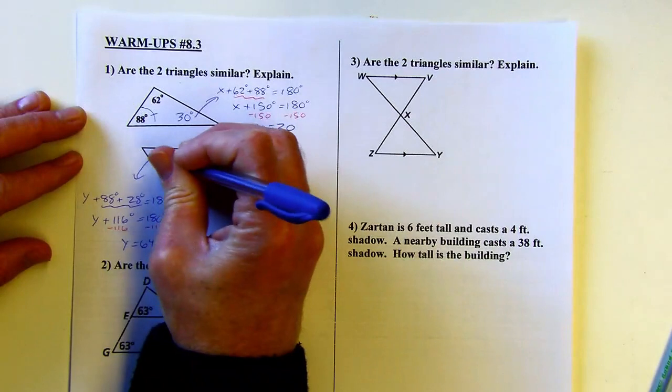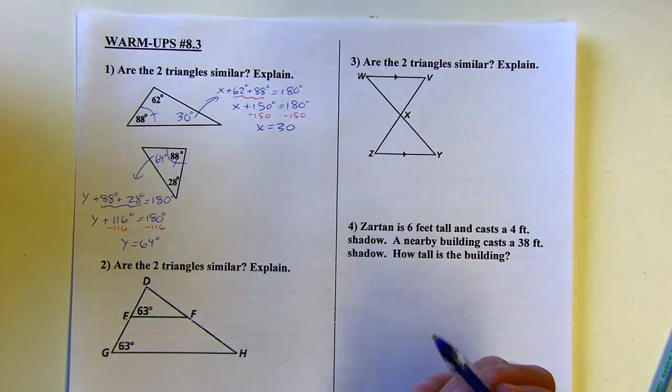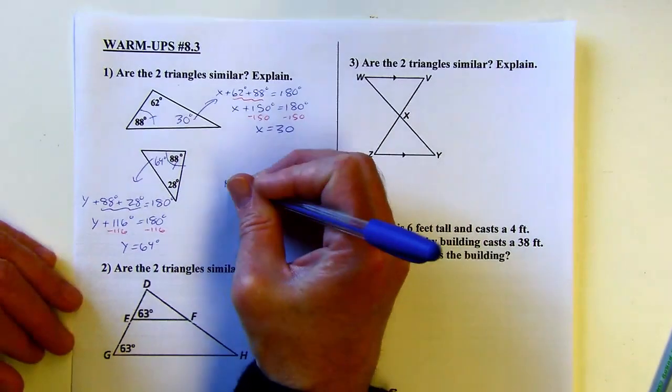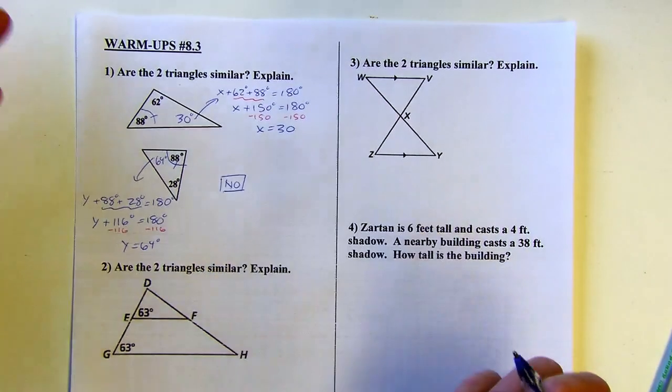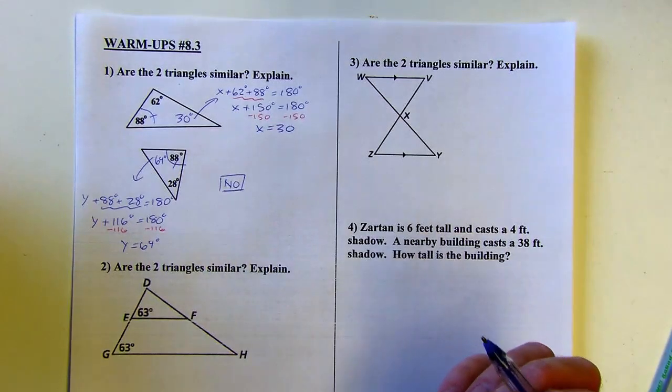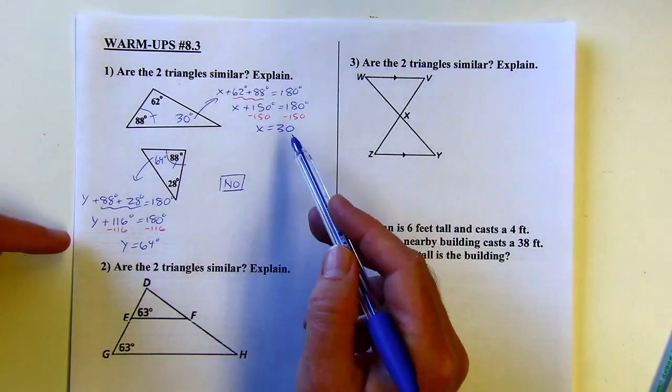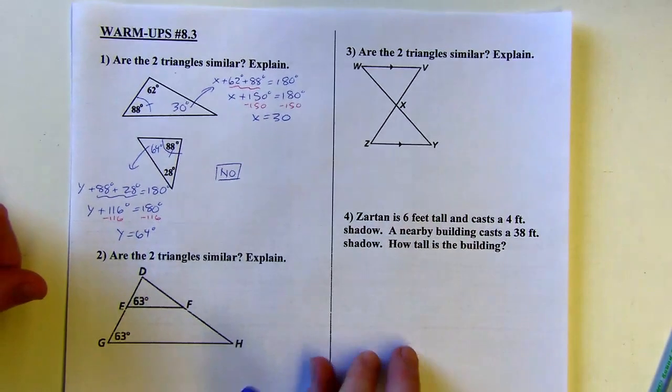So this is 64 degrees, so I only have one pair of matching angles, and that means that, no, I just don't have enough for AA similarity. And my explanation is just showing that I only have one pair of congruent angles, okay?